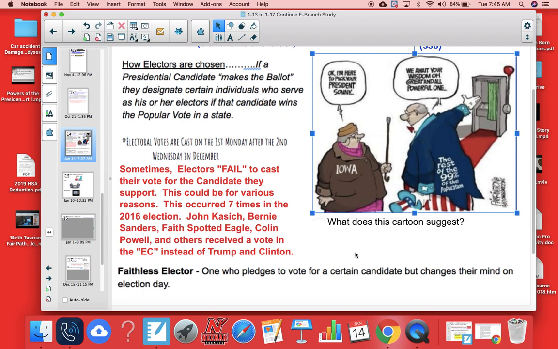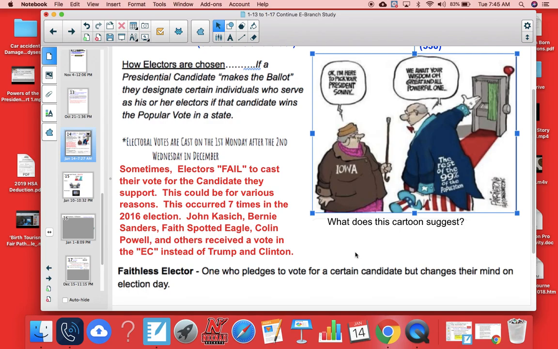Here's something to consider. Sometimes electors fail to cast their vote for the candidate they are chosen to support. This could be for various reasons. This occurred 7 times in the 2016 election. People like John Kasich, Bernie Sanders, Faith Spotted Eagle, and Colin Powell, among others, received a vote in the Electoral College instead of Trump and Clinton.